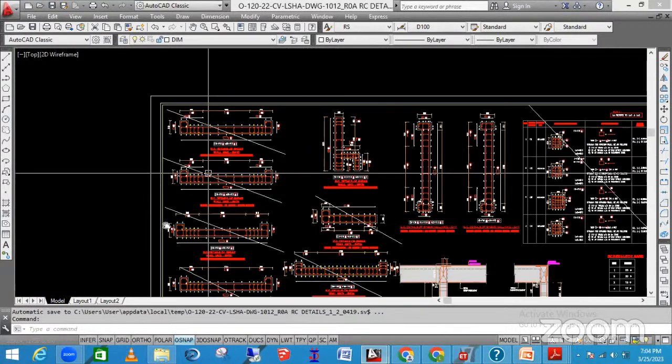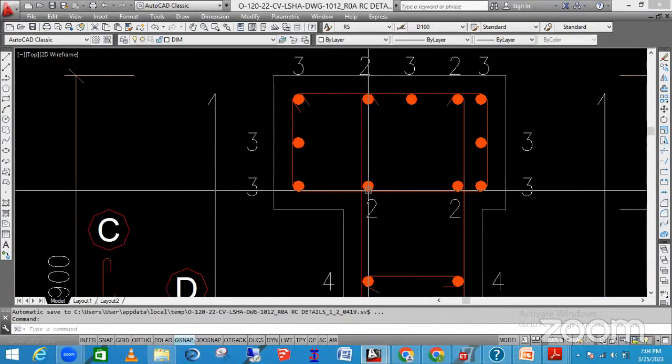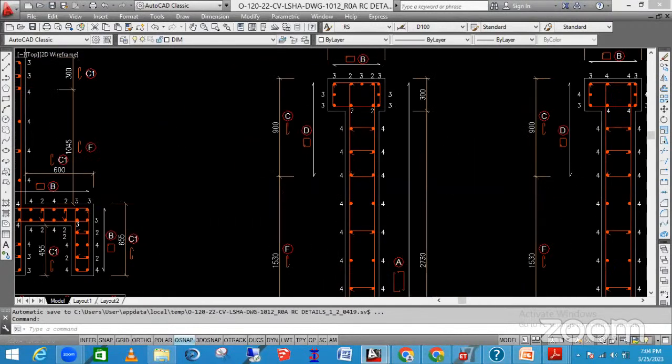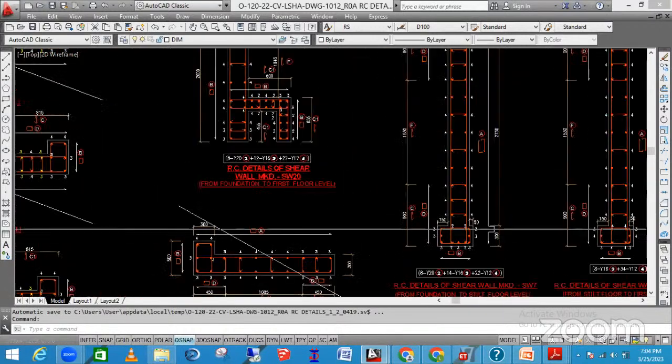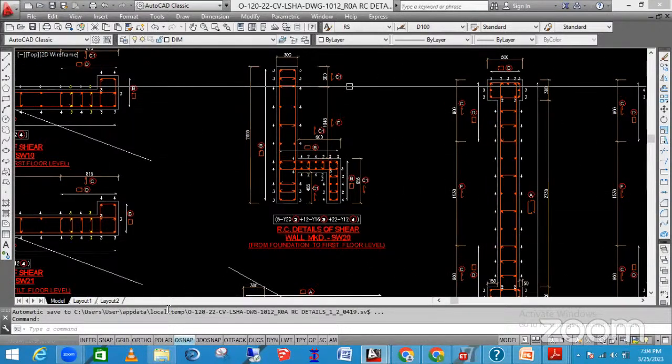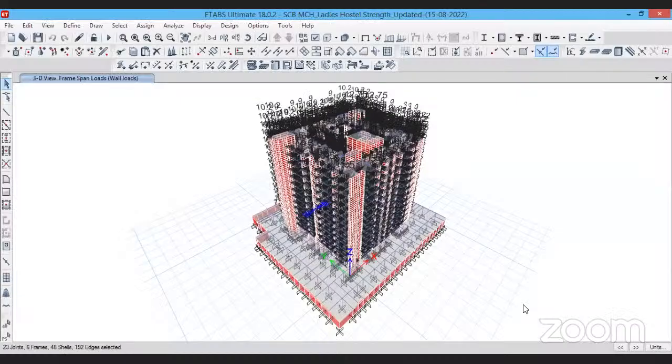These are the screens of walls. These are the reinforcements. Every bar will have its own dia, 8 bars of 20 dia, 14 bars of dia. Preparing this drawing will take time, and you don't have time. So in this situation, you depend on BIM.